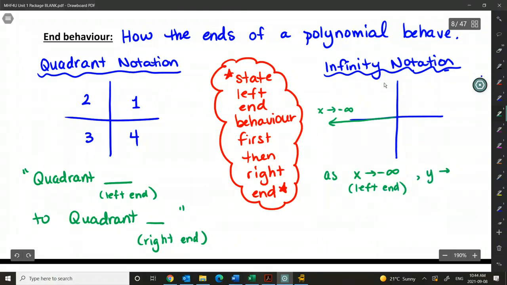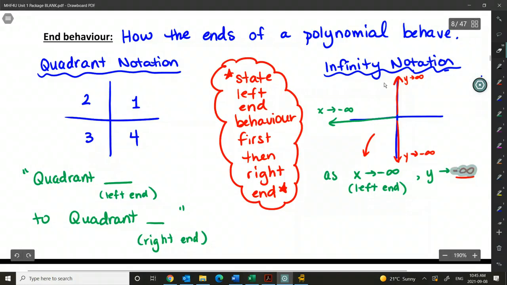And then I will state what the end is doing. I will state whether y is approaching positive infinity if my graph is facing up on that end, or I will state that y is approaching negative infinity. If I put in infinity here, I'm saying that this end, as I go toward the left, is facing up, because y is approaching infinity. If I put in negative infinity there, I'm saying that my left end is facing down, because y approaches negative infinity, going down toward the negatives.